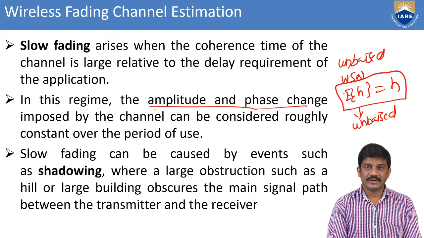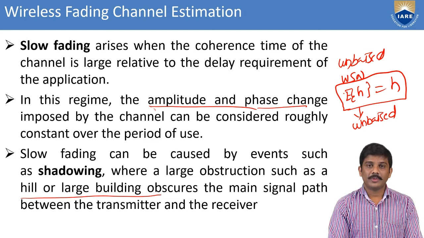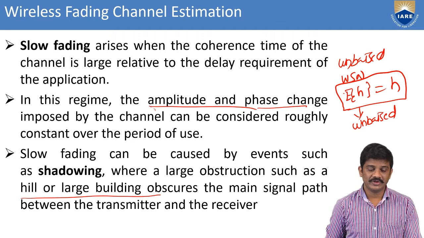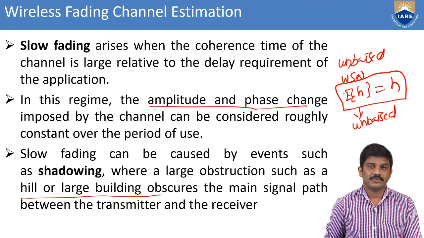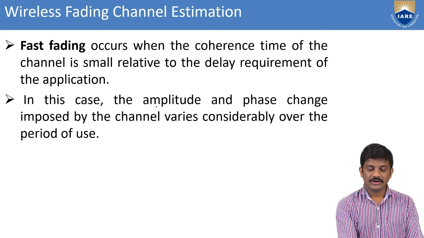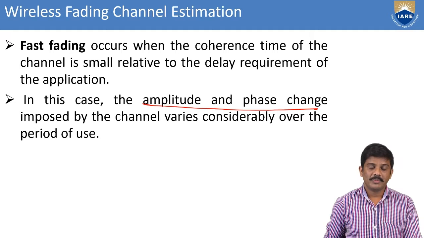Coming to slow fading, it is caused by events such as shadow fading, where a large obstruction such as a hill or large building is in the main signal path between the transmitter and receiver, and then we can go with the shadow. Okay, coming to fast fading, it occurs when the coherence time of the channel is small relative to the delay requirement of the application. In this case, the amplitude and phase changes imposed by the channel vary considerably over the period of use.